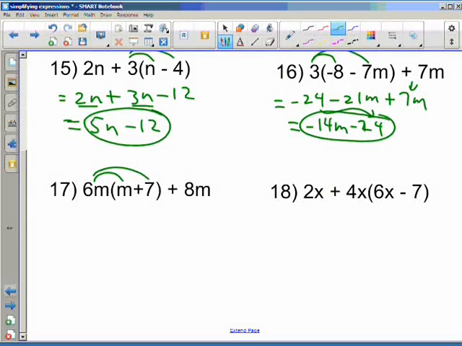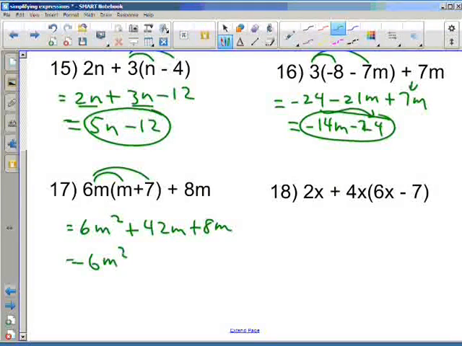Okay, distributing here gets a little bit tricky. We have 6m times m, that's a 6m squared, plus 6 times 7 is 42m, plus 8m. The m squareds are not like terms, so we can't combine those, but we do have a 42m and an 8m, that is 50m.